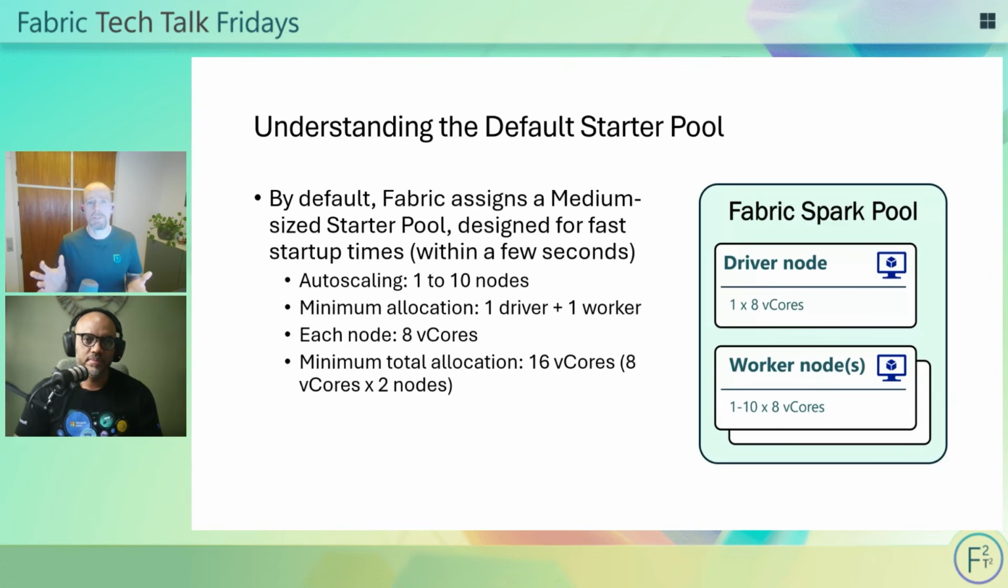Exactly. And we also have this really good concept around default starter pools when we start running notebooks. With a default starter pool, we get one driver node and 1 to 10 worker nodes, and all of those consume, in the medium size starter pool, 8 vCores. So that means that we will use 16 vCores at the minimum when we are using a default starter pool, as this example also shows. Yeah, and so this really comes into play when we start picking out our capacities and how many notebooks we can run and things like that.